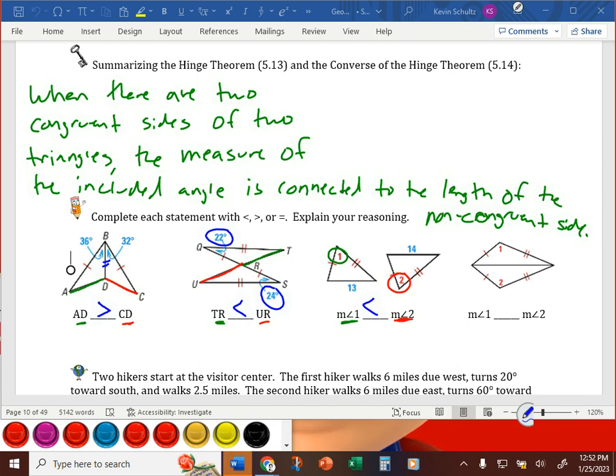Question on this one first? No. Okay, Joey. Next one. We're looking to compare angle 1 and angle 2. What do you think? They're equal. Why do you say that? Because it's side, side, side.